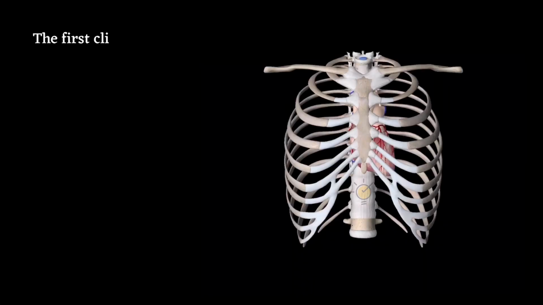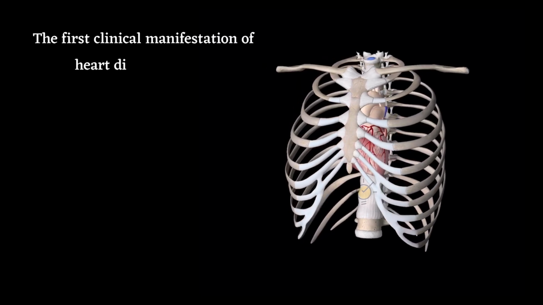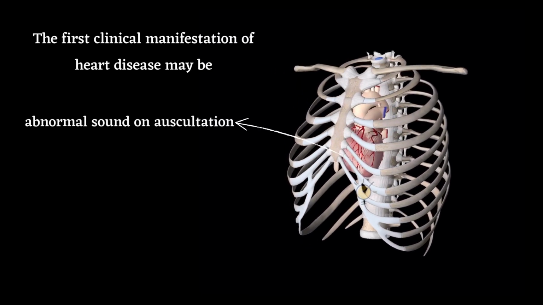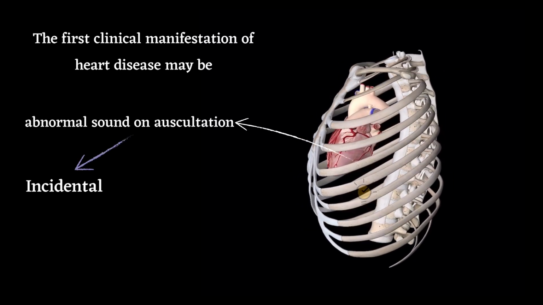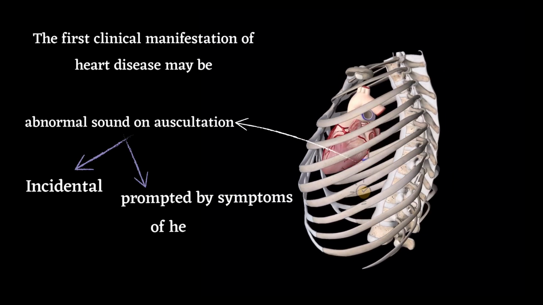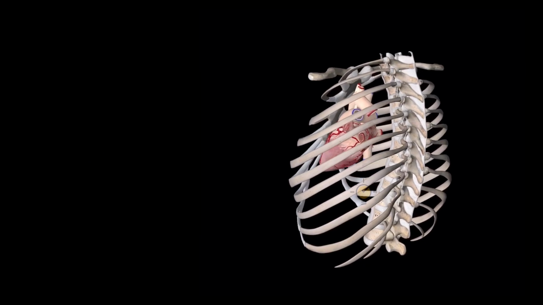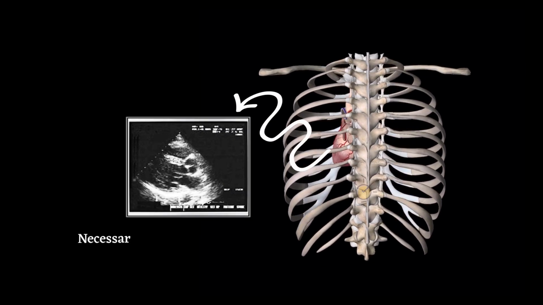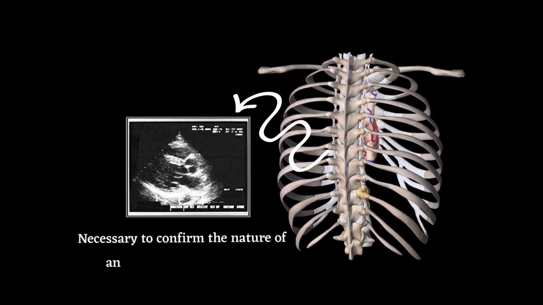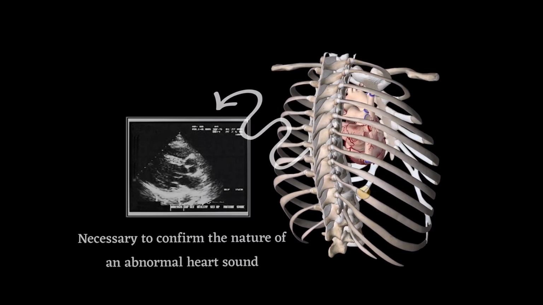The first clinical manifestation of heart disease may be the discovery of an abnormal sound on auscultation. This may be incidental or may be prompted by symptoms of heart disease. Clinical evaluation is helpful, but an echocardiogram is often necessary to confirm the nature of an abnormal heart sound.